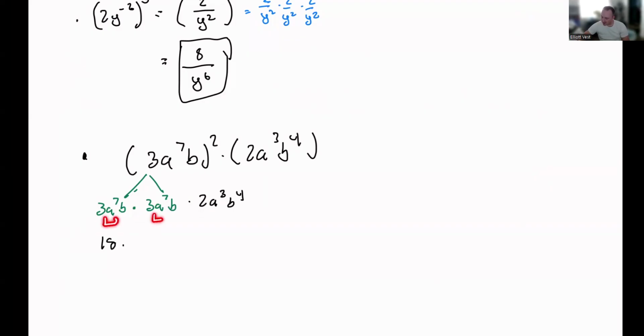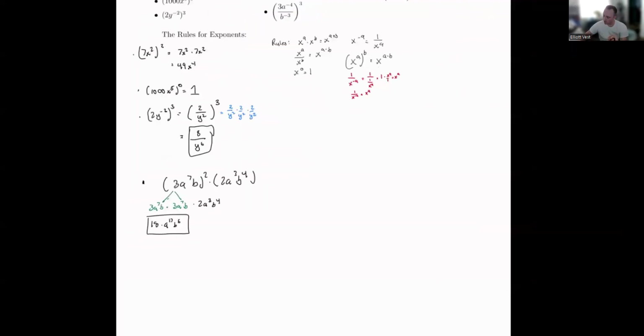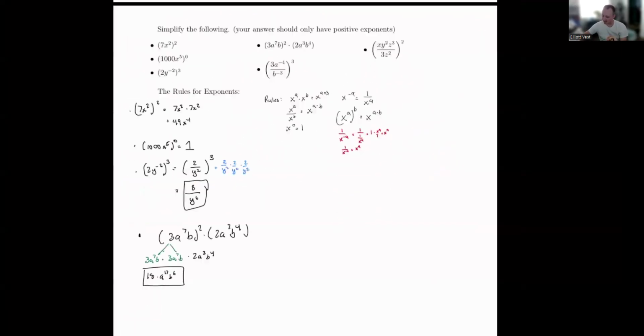A to the seventh times a to the seventh. Well, I'm multiplying with the same base, so I add those exponents. That becomes 14. A cubed, that's going to be 17. A to the 17 here. Lastly, b times b. So this b to the 1, that's b to the 1, that's b to the fourth. Adding all those together, b to the sixth. B to the sixth, like that. And not that bad. If you're using these rules, it's not that bad to use.